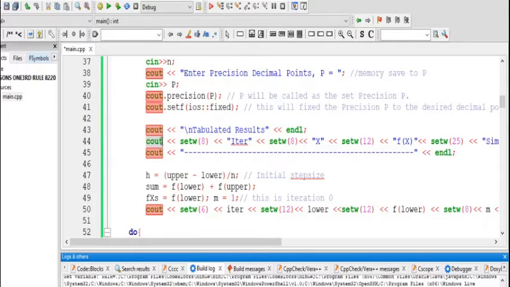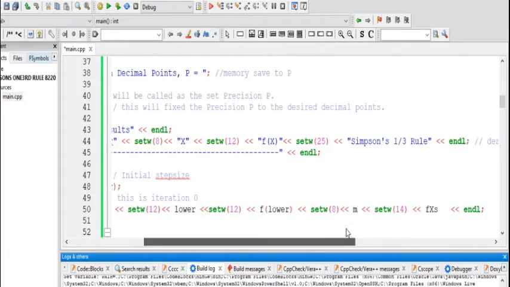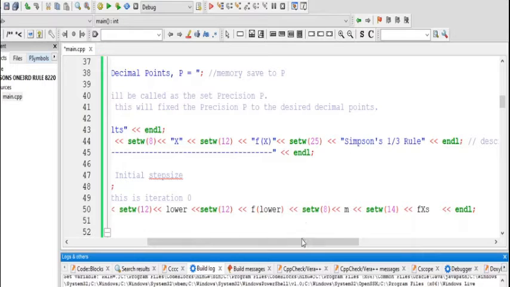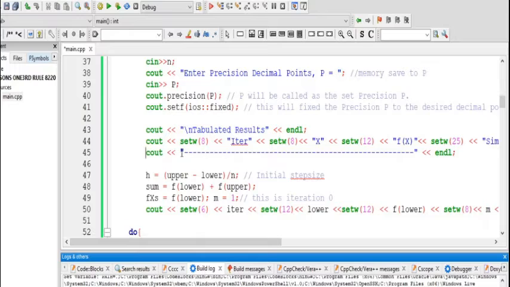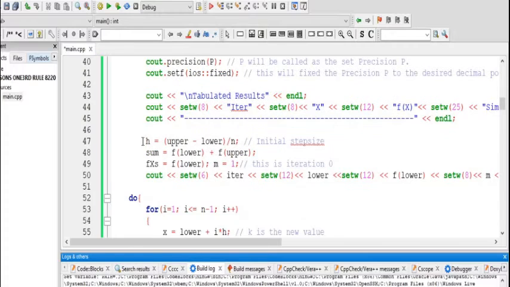And then print out again. Set 8 is the width for the iteration, set 8 for x, f of x, and Simpson's rule set width for 25. We will print also a line below the description of the table. And then let's proceed to the h.